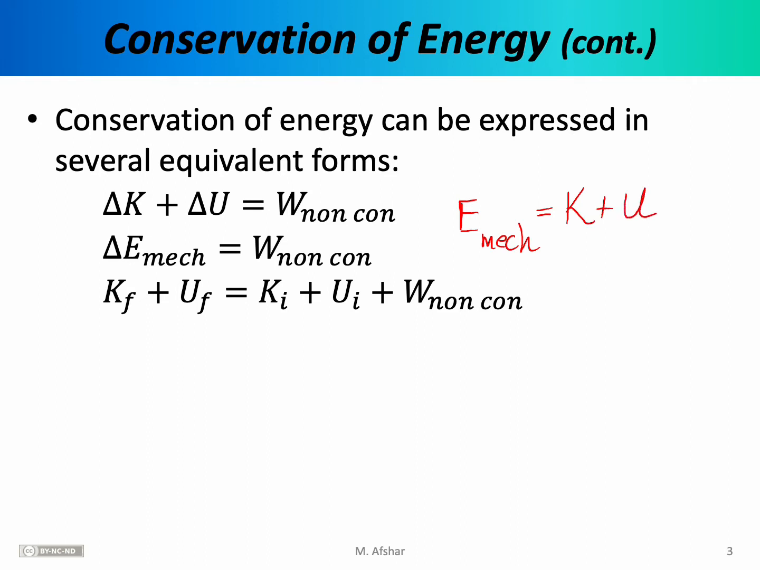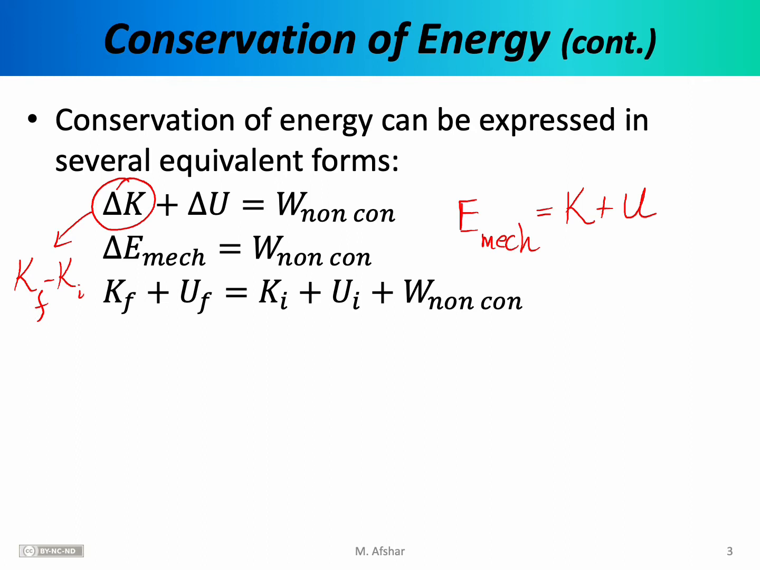The same equation is also sometimes written as K final plus U final is equal to K initial plus U initial plus the work done by non-conservative forces. That should make sense because, again, this delta K is a change in kinetic energy, so this is really K final minus K initial. And similarly, the delta U is U final minus U initial.